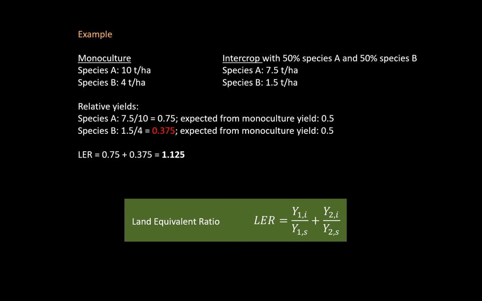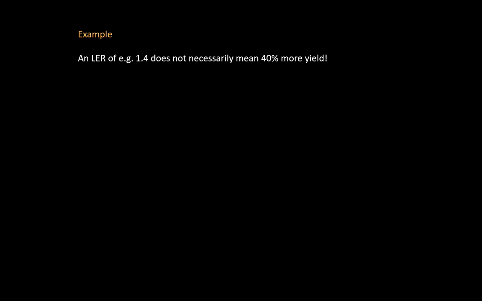Still, in this case, the LER is above 1. So this means that the advantage that species A is getting in the intercrop is more than compensating for the negative effect that the intercrop appears to have on species B, resulting in an LER still well above 1. And it's important to realize that an LER of a certain value, for example 1.4, does not necessarily mean that you get 40% more yield.